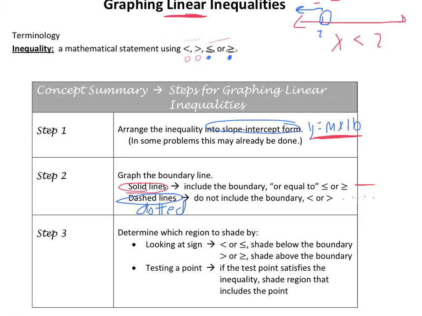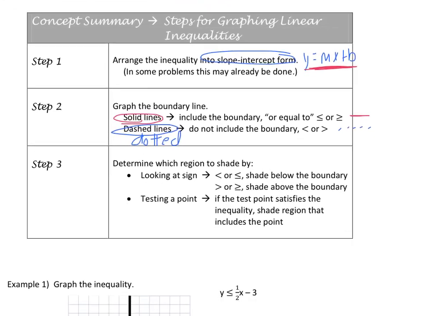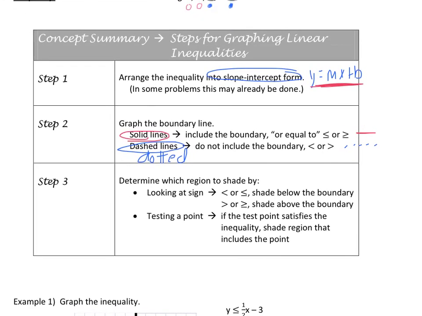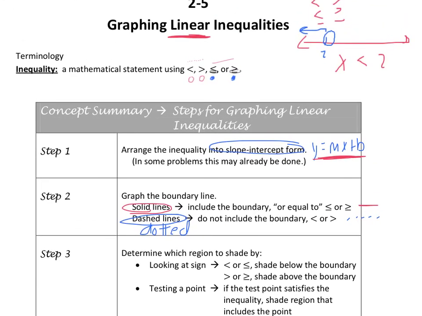So we put it in slope-intercept form for step 1. We decide if it's going to be solid or dotted. And then our last step is to decide where we shade. Now as mentioned up here, we had to decide which way our arrow was going to go. Does it go to the left or to the right?